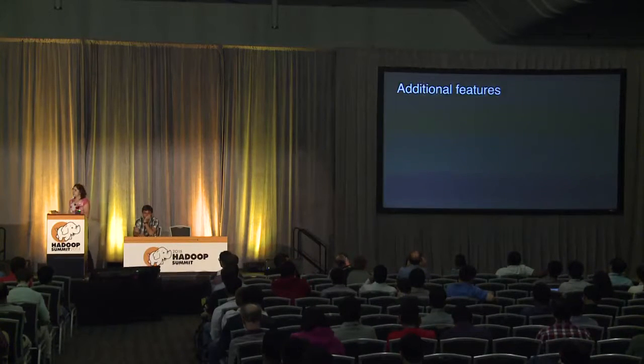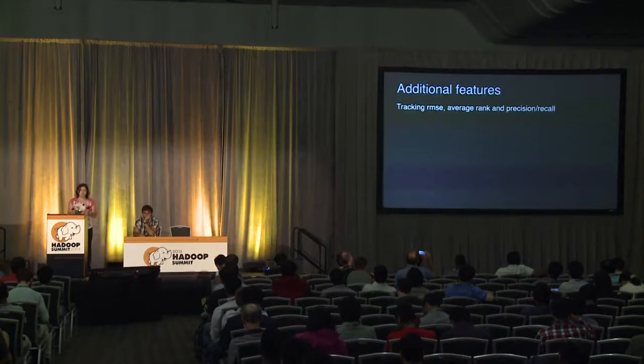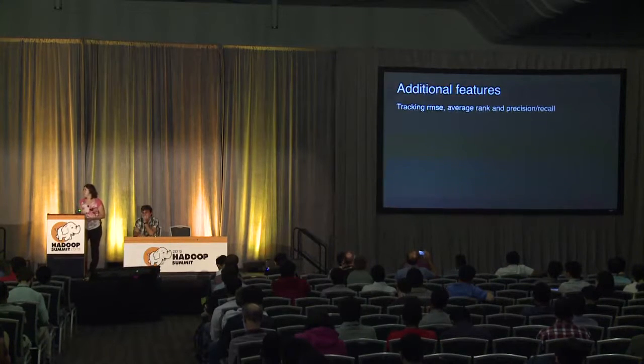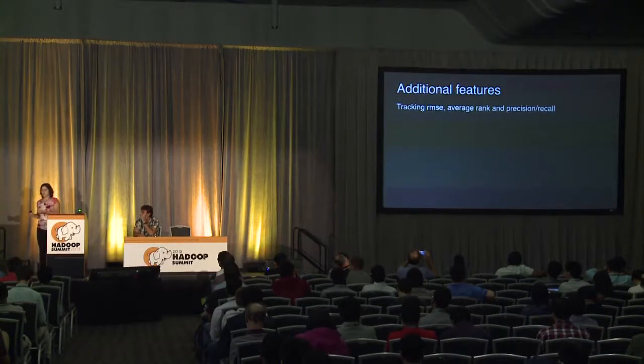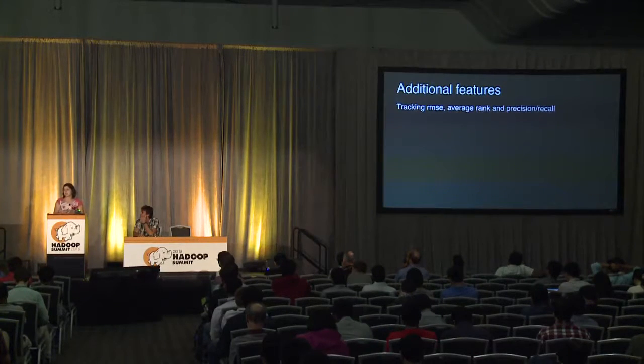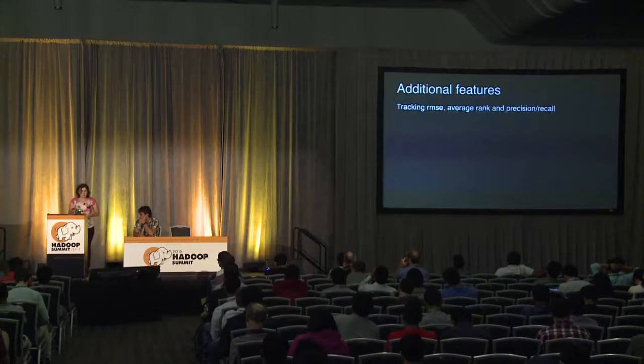We have a bunch of additional features in the matrix factorization. I'll go through just a few here. In each iteration, we track the root mean squared error, average rank, and precision and recall on both training and testing sets. So users can track how the training is going, whether it is overfitting or converging, and decide based on that how to modify the training parameters.